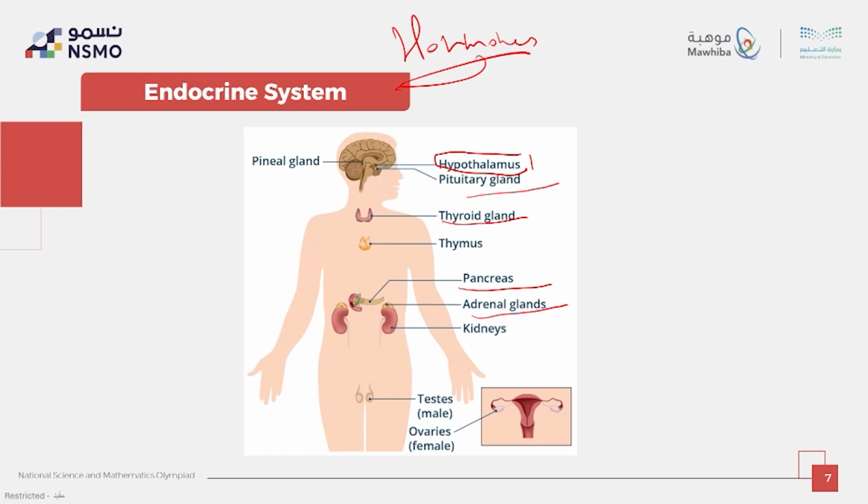Testes and ovaries. Testes are for males, ovaries are for females. They are the reproductive directors. And we also have the pineal gland. They call it the body's night light. We also have the thymus. They call it the immune trainer. And the last one here, we have the kidneys. They call them the endocrine role.